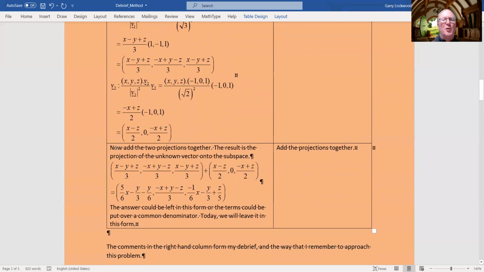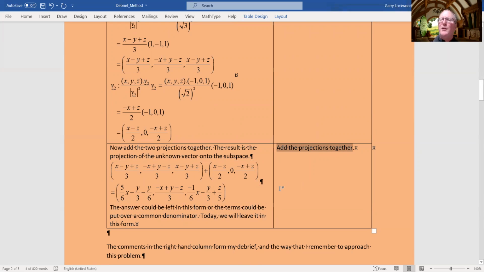So now we add the two projections together, and the result is the projection of the unknown vector onto the subspace. And you can see I've taken these two reasonably hideous vectors and added them together. The answer could be left in this form, or the terms could be put over a common denominator. I'm just going to leave it in that form. That's perfectly adequate. And my summary there is just add the projections together.